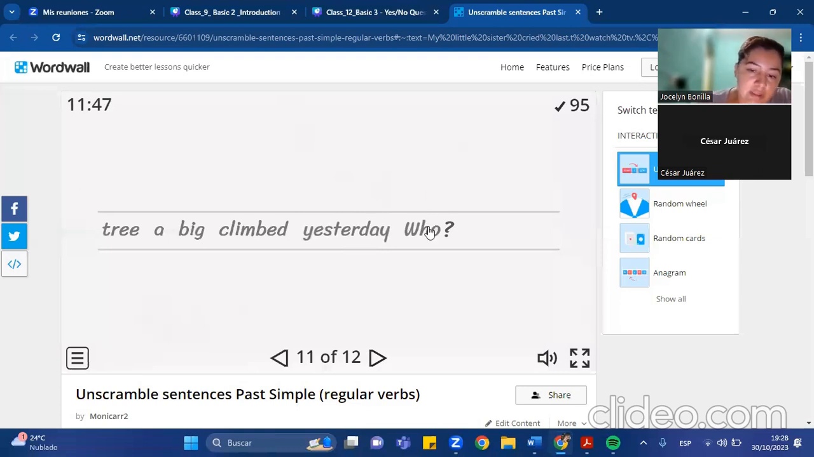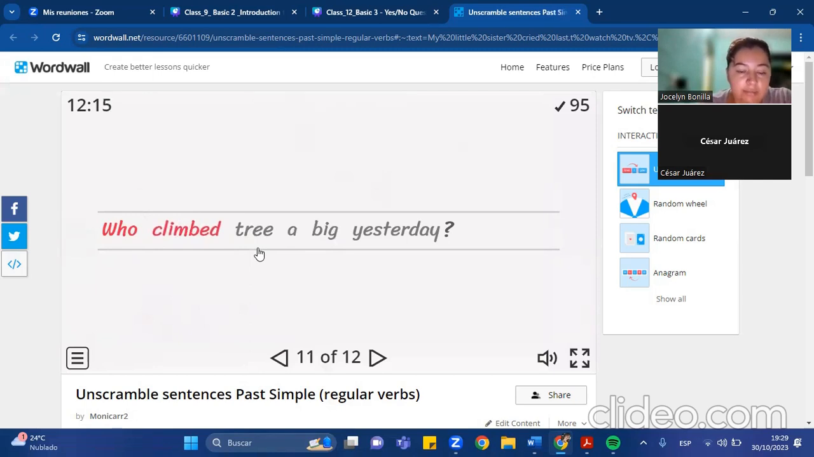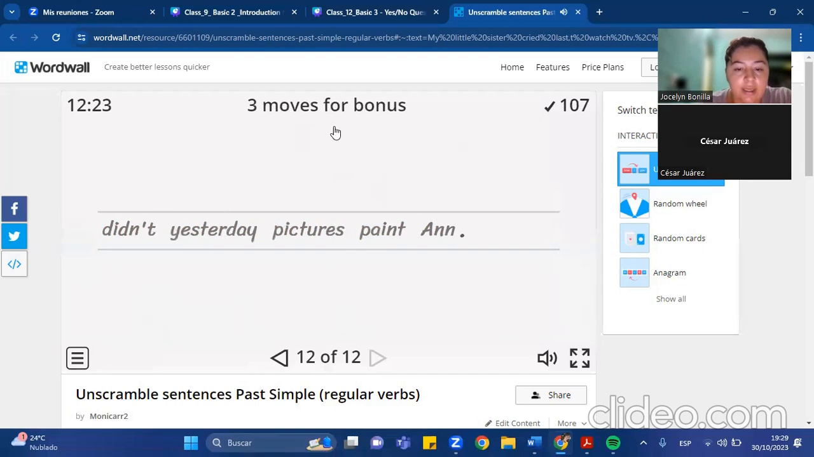I will help you. Who? It's at the beginning. How do you say climbed? Climbed. Remember that this final sound is voiced. Who climbed? Who climbed what? A big tree yesterday. Yes. Okay, what about this one?